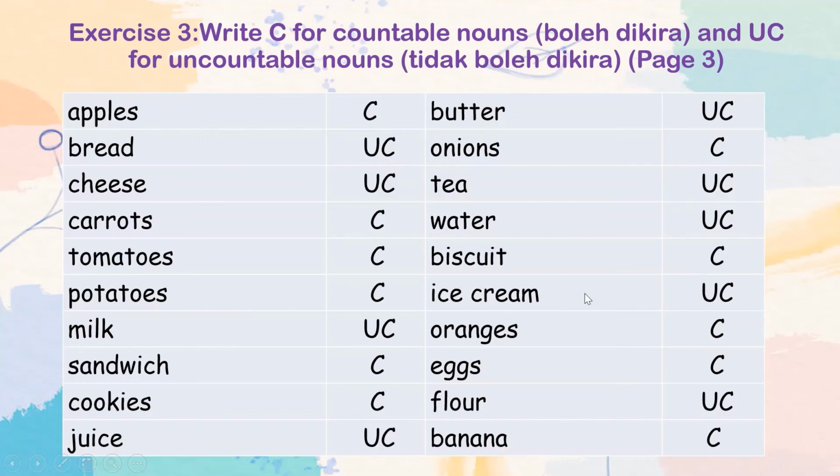Ice cream is actually uncountable, but the ice cream on a stick or the ice cream in a tub, ice cream di dalam Tupperware, dalam tub, ataupun ice cream batang, that one we can count. Satu batang ice cream, okay, dua tub ice cream, that one we can count, but the ice cream itself is uncountable. Oranges is countable. Eggs, telur, countable. Flour, tepung is uncountable, tidak boleh dikira, and banana is countable.